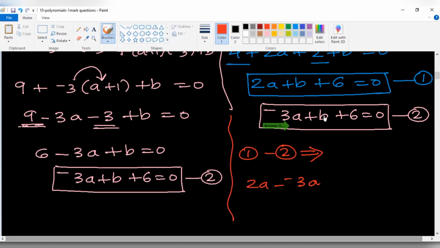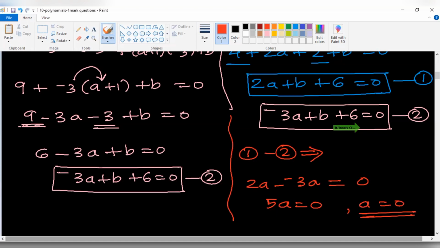Then b minus b, so b got cancelled. 6 minus 6, 6 also got cancelled. So what we get? 2a minus minus 3a equal to 0. That means 5a is equal to 0, or we can say a is equal to 0. Thus we got the value of a as 0.